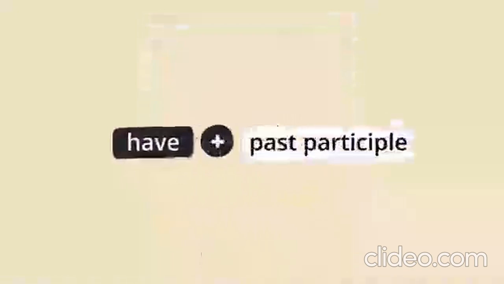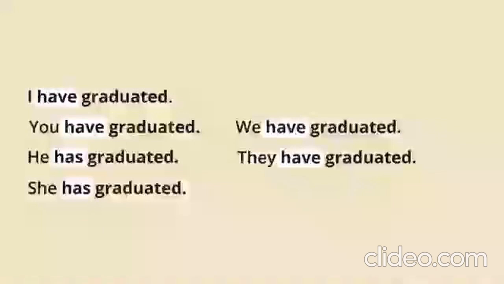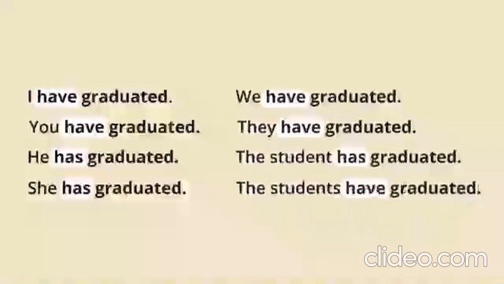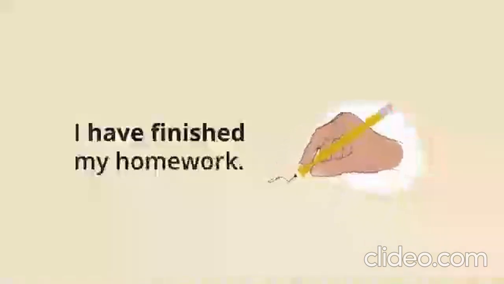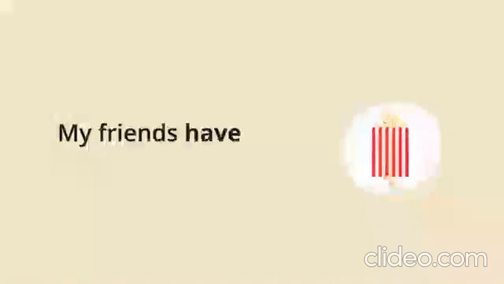The present perfect is formed with the auxiliary verb have and the past participle form of the main verb. Have changes forms depending on the subject. I have finished my homework. She has worked at this office for 12 years. My friends have seen that movie.